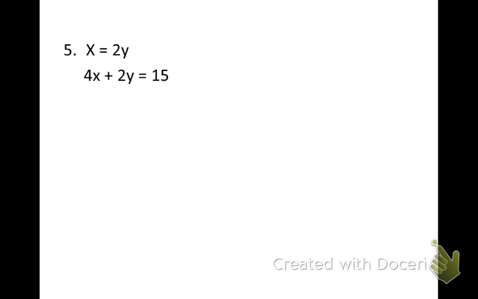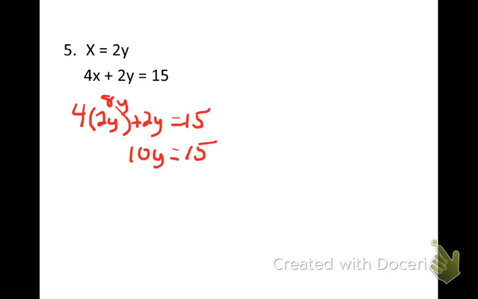And our last example, again this one is already solved for x, so that's probably a good sign that you want to use substitution. You don't have to, but I would suggest you do. So it's going to become 4 times, I'm going to replace the x with a 2y, plus 2y equals 15. 4 times 2y is 8y, so 8 plus 2 is 10y equals 15. Divide by 10, we're going to get a fraction, 15 tenths. Divide both the numerator and denominator by 5, and you're going to get 3 halves.